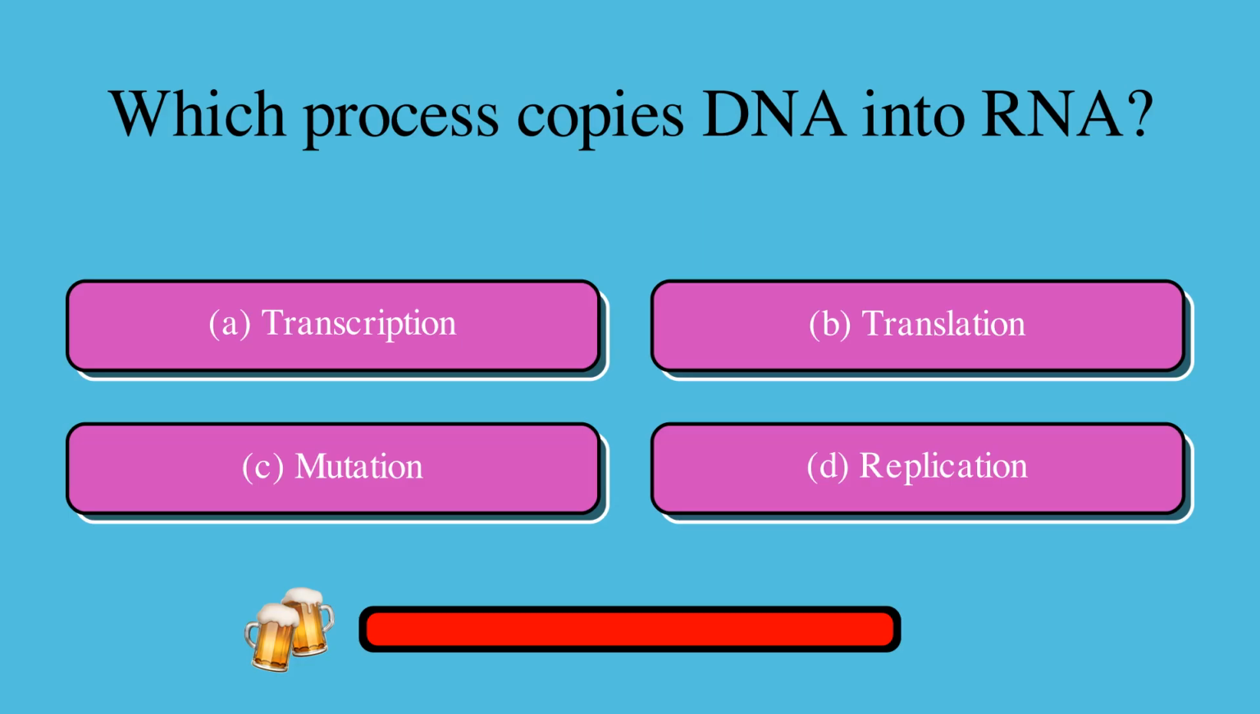Which process copies DNA into RNA? Is it A, transcription, B, translation, C, mutation, or D, replication? The correct answer is A, transcription.